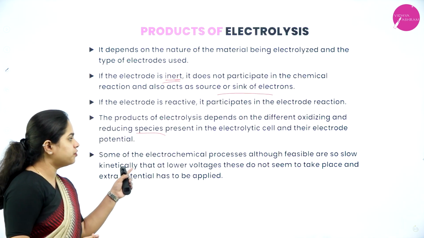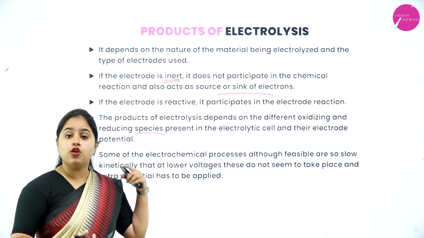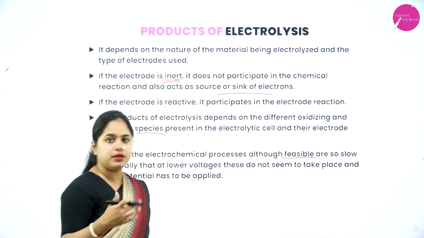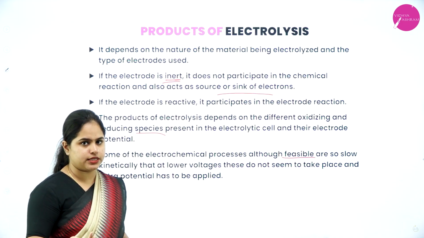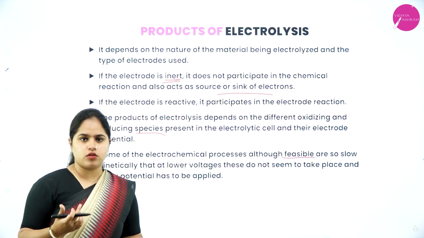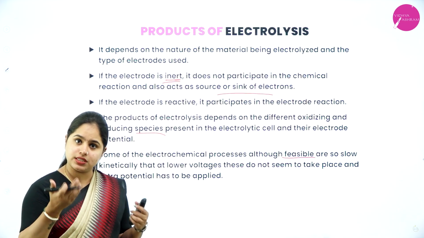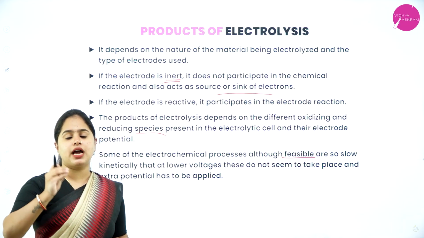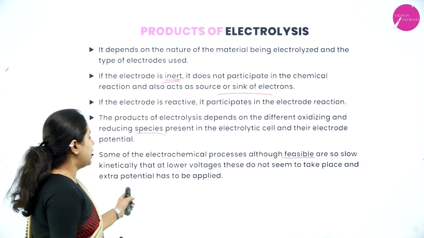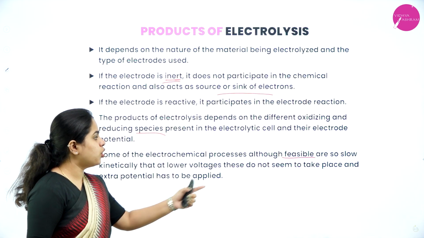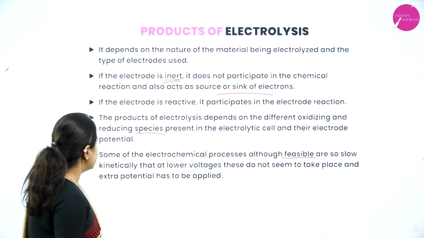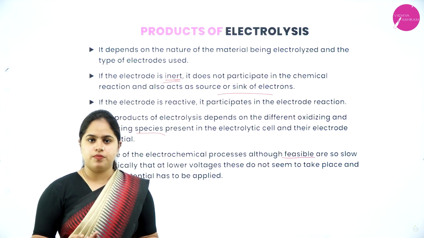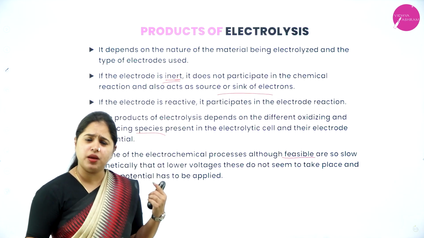Now some of the electrochemical processes, although feasible, meaning the reaction can take place, are so slow kinetically, that means the reaction happens extremely slowly, that at lower voltages these do not seem to take place and extra potential has to be applied. So these reactions are feasible, but they are extremely slow.